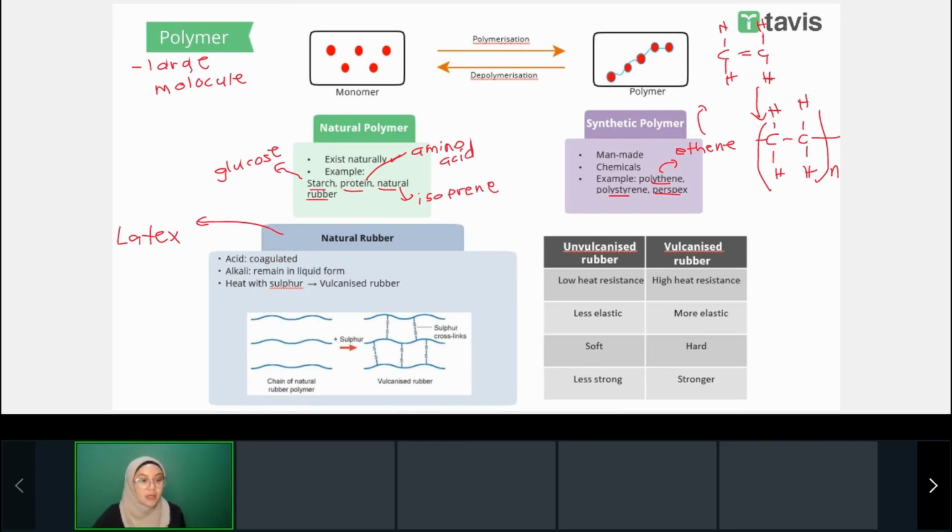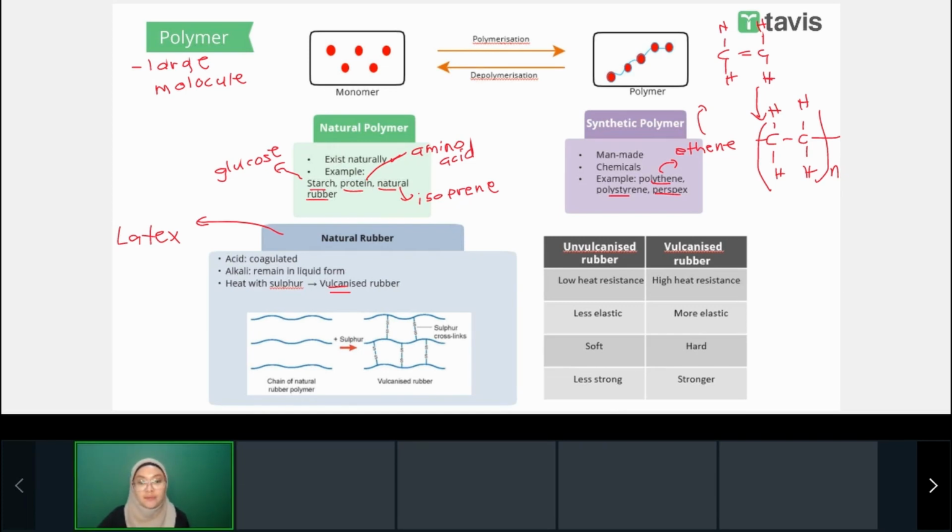Okay, remember, yeah, natural rubber comes from latex. Latex will undergo a process to become natural rubber. If you add acid, the latex will coagulate. If you add alkali such as ammonia, the latex will remain in liquid form. If you heat the latex with sulfur, it will become vulcanized rubber, which forms a sulfur cross-link structure.